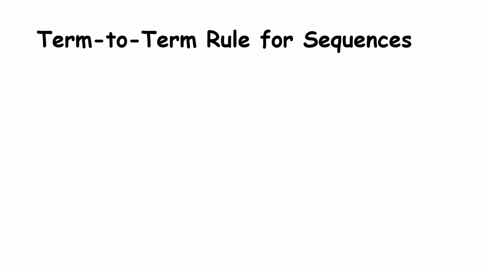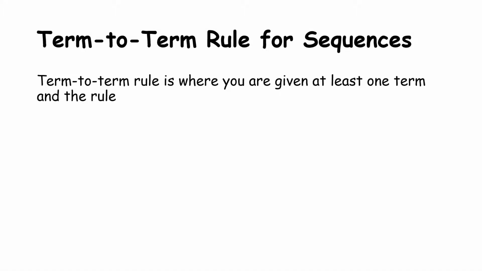So let's talk about the term-to-term rule for sequences. So if I was to ask you to write a linear or an arithmetic sequence, I need to give you 2 pieces of information. I would need to tell you what the rule is. So what do you need to do to get from one term to the other? We call that our difference, and the other thing I'd need to tell you is where to start.